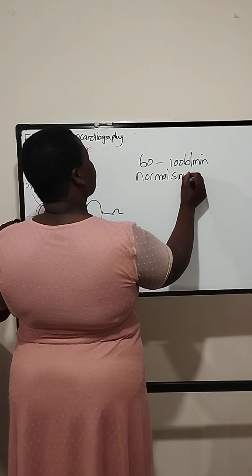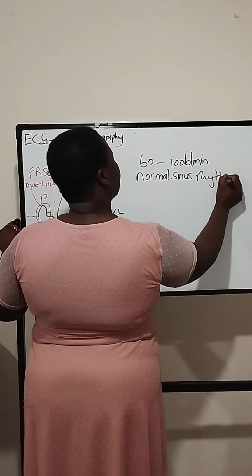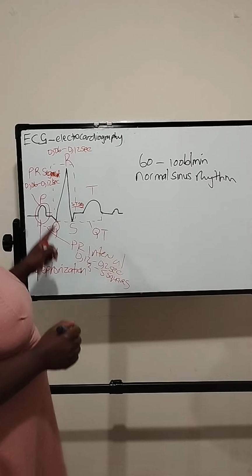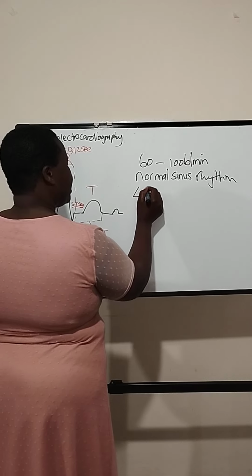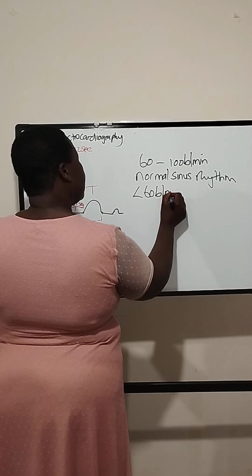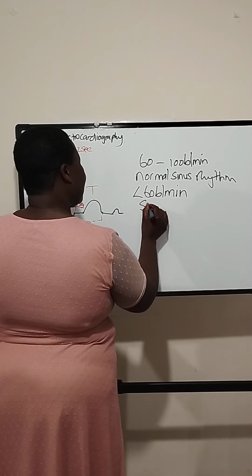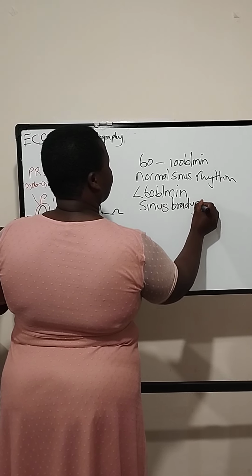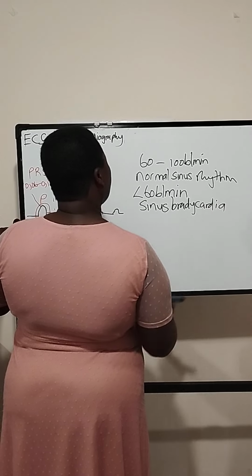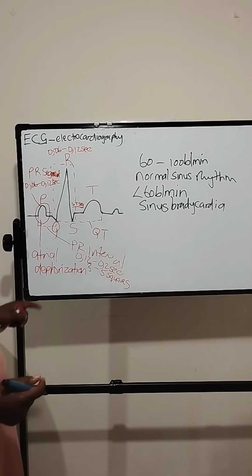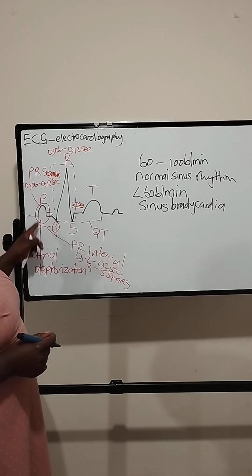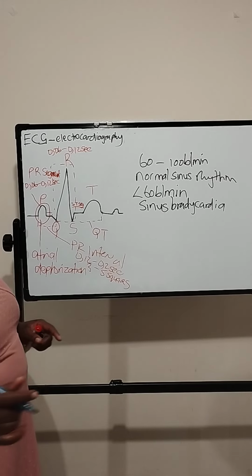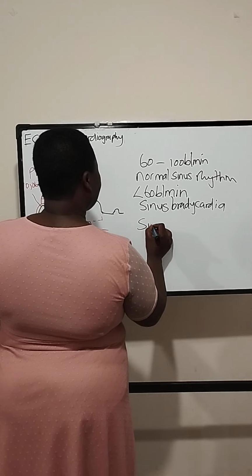And if there is a P wave and our heart rate is less than 60 beats per minute, we call it sinus bradycardia. And if our wave of conduction starts in the sinoatrial node, that is, we have the presence of a P wave, and the heart rate is greater than 100 beats per minute, we call it sinus tachycardia.